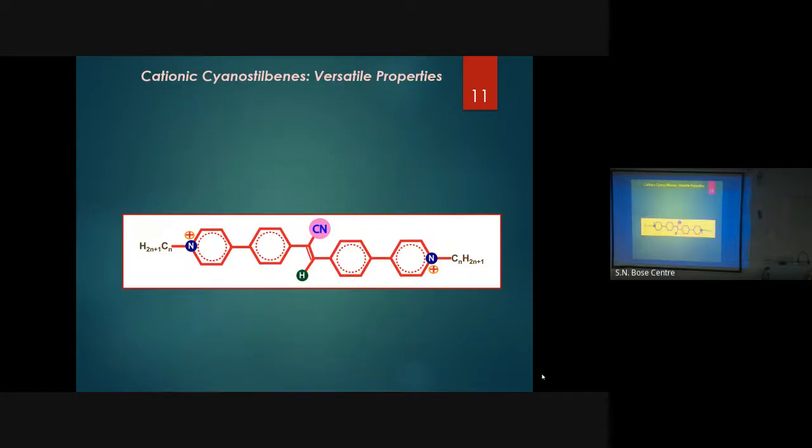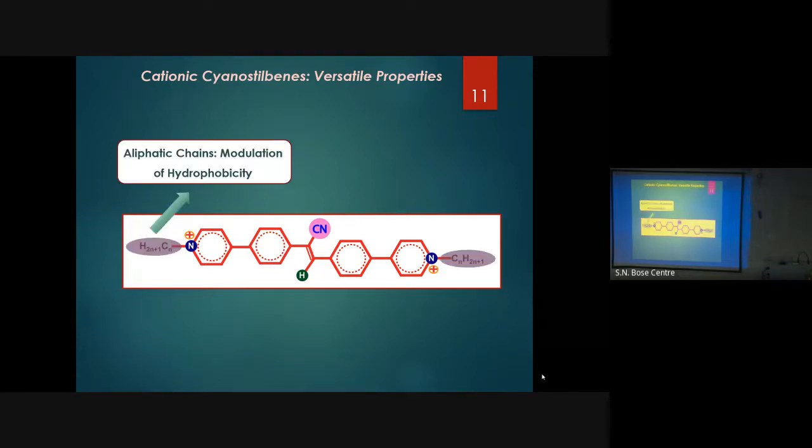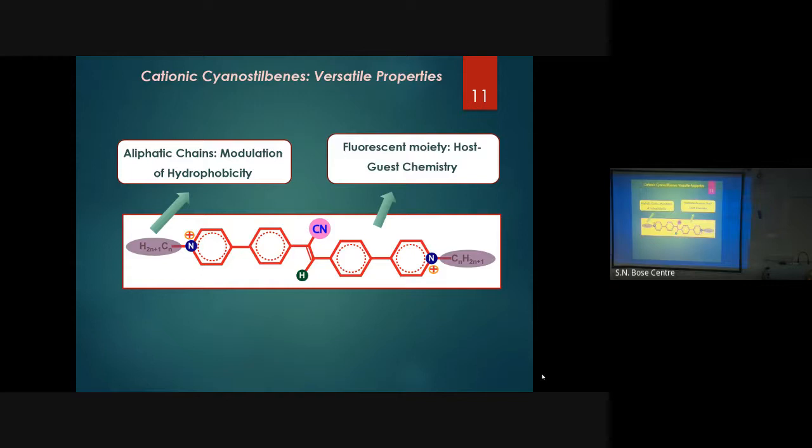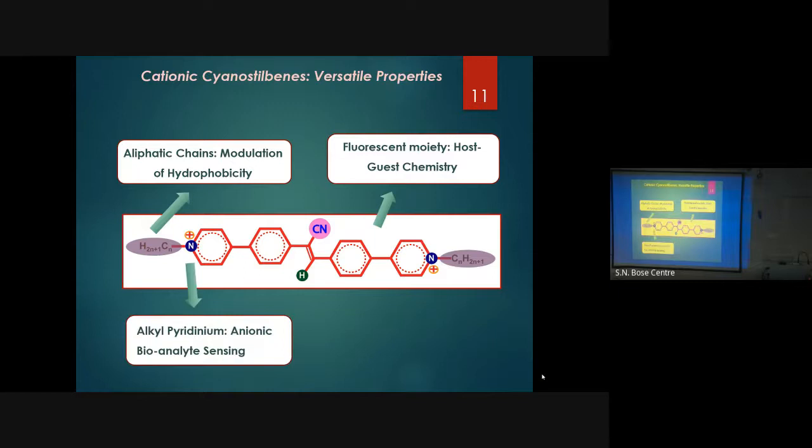Just to illustrate, once you design this kind of molecule, they have versatile properties. Let me highlight. I have already mentioned the tuning of hydrophobicity by introducing the aliphatic chain, and you can do base chemistry to modulate the fluorescent properties of these molecules. You have the pyridinium, so these positively charged groups give the chance to use them for anionic bioanalyte sensing. And finally, the carbon-carbon double bond allows photochemistry, several kinds of reaction, which again modulate the chromophoric structure. So once you generate these molecules, they can be used for various purposes.